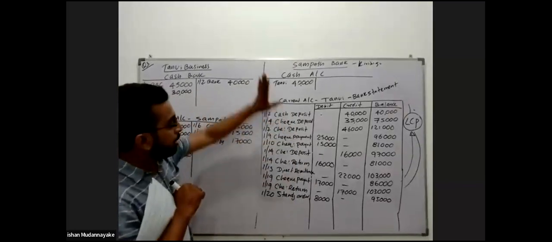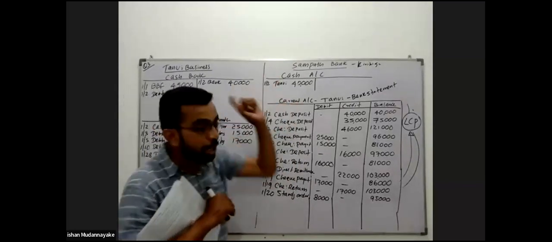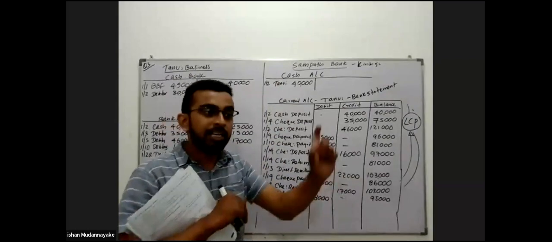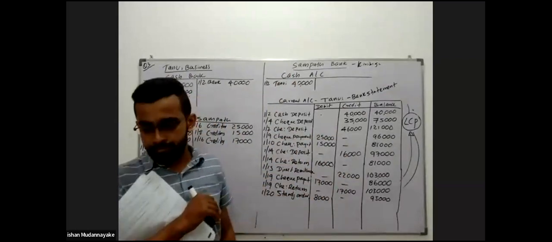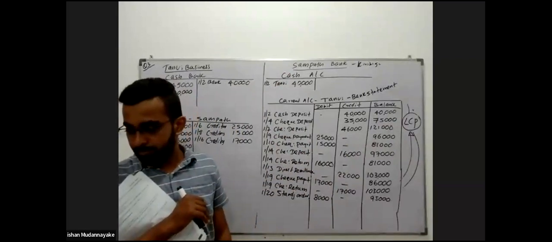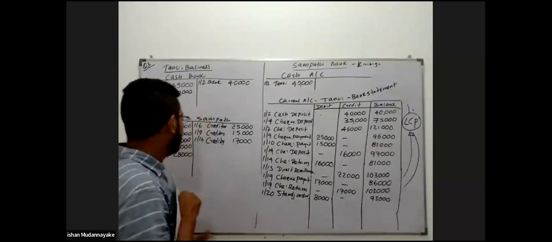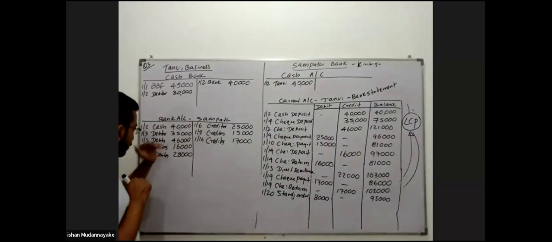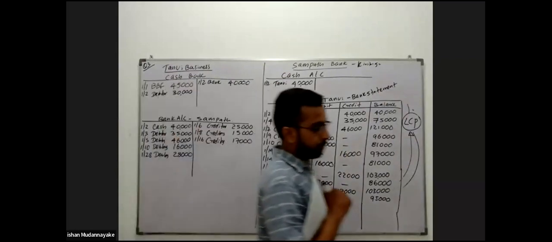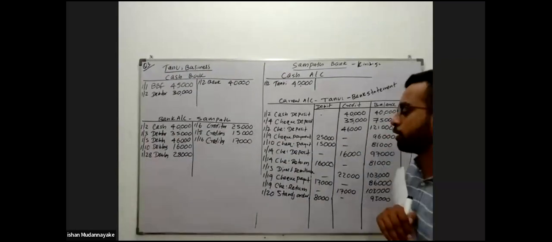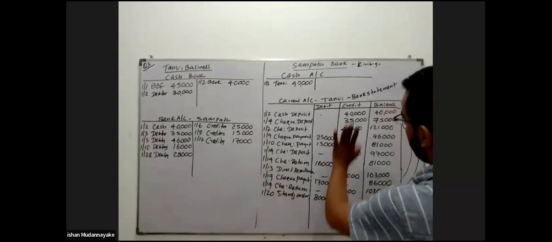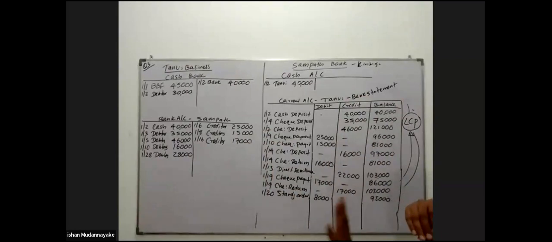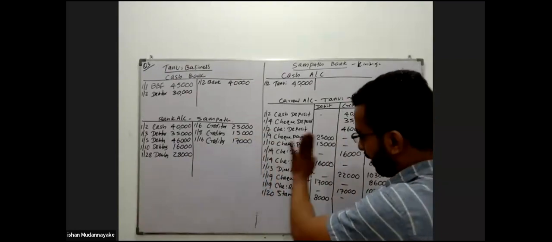Here we prepare the bank statement for the month of January. Until 31st January, the bank has not collected cash for this check. But we have recorded it on the deposited date, 25th January. On that date we recorded, but still the bank has not recorded. We have recorded, but the bank has not recorded yet.